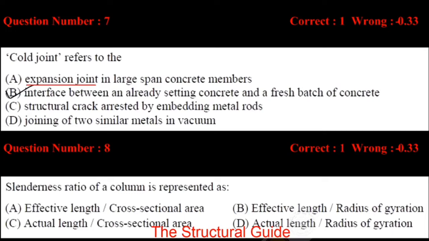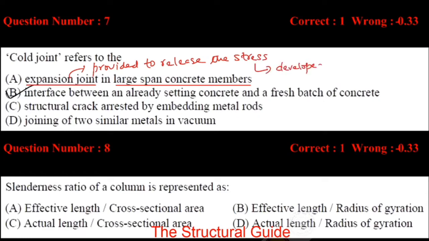So let's understand what is an expansion joint. Expansion joint is generally provided in large span concrete members, and expansion joints are provided to release the stress that is developed due to the volume change in the concrete. So this is basically provided to release the stress, which stress that is developed due to volume change.